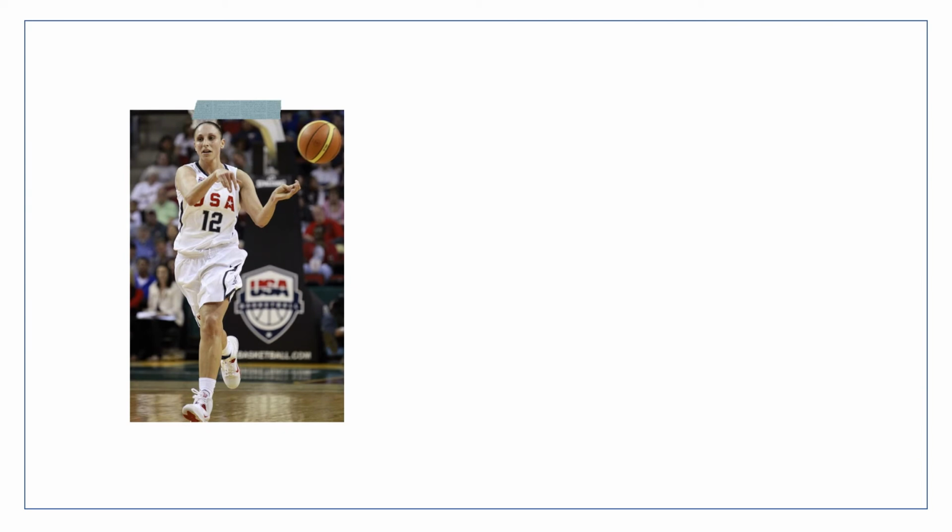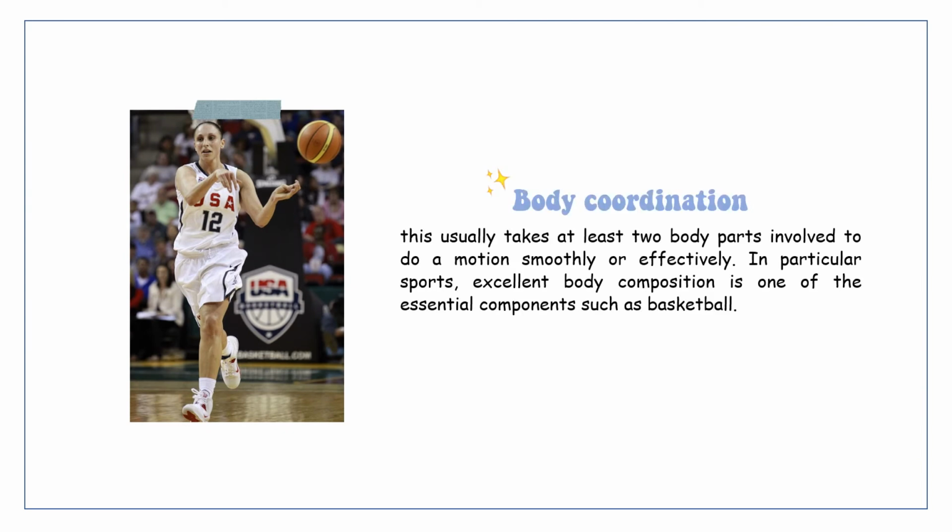Another skill-related component will be body coordination. This usually takes at least two body parts involved to do a motion smoothly or effectively. In basketball, a basketball player requires hand-feet coordination in order to properly hold the ball during the game. In particular sports, excellent body coordination is one of the essential components, such as basketball.